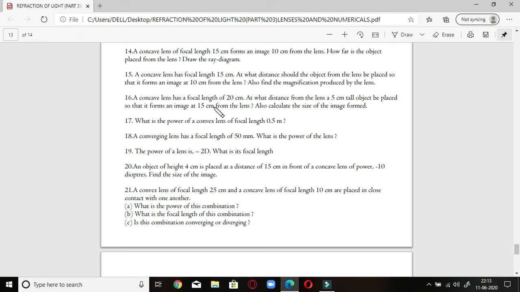The next one is the power of a lens, and again all these questions are related to power up to 21. I hope they are enough for you to practice. Do practice all of them. If you find any problem in them, you can write a query in the comments on YouTube.